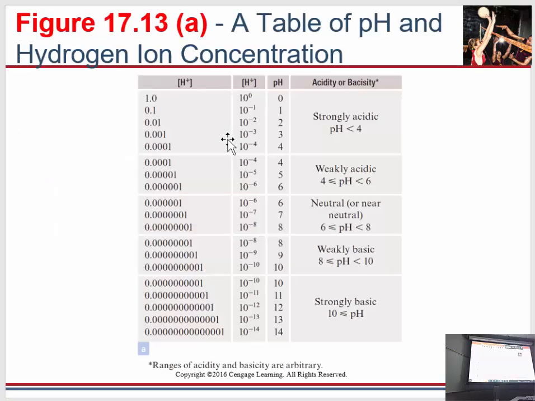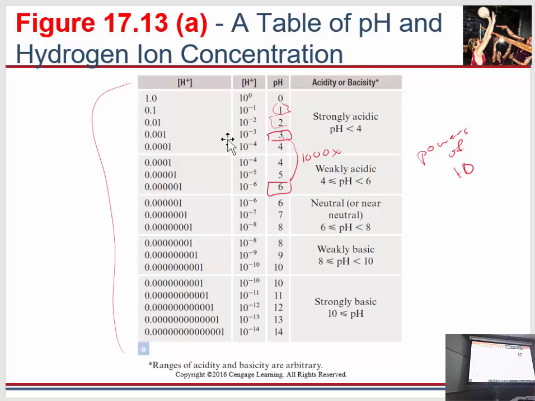pH is a logarithmic scale, so it goes by powers of 10. So if we have a pH 3 versus a pH of 6, that's 3 orders of magnitude, or 1,000 times stronger. So pH 3 is 1,000 times more acidic than pH 6. And this would be 10,000 times. This would be 100,000 times. So it's powers of 10. I'm just trying to show it here. That's basically it.